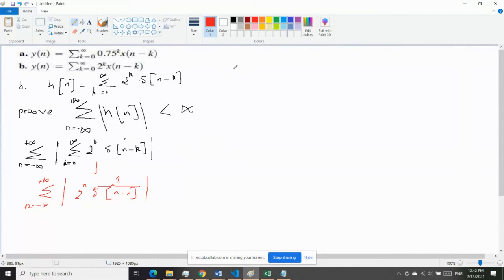So maybe we should write it down more clearly. So first of all, for n negative, we have k goes from zero to infinity. k will never be equal to n. Thus, delta n minus k will always be equal to 0.